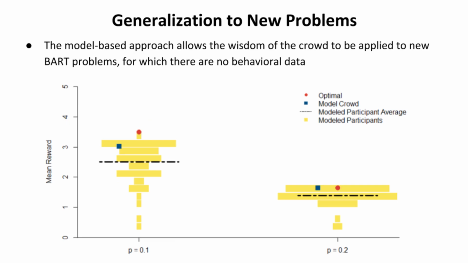The other thing we can do with these models of people's individual BART behavior is apply the wisdom of the crowd to brand new problems for which nobody has actually provided observed behavior.